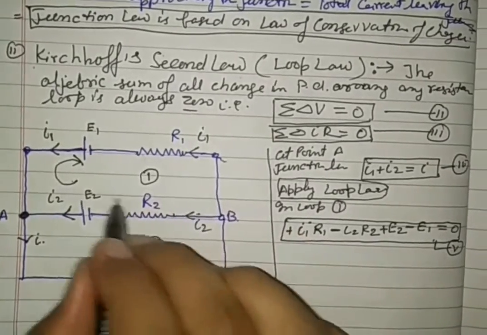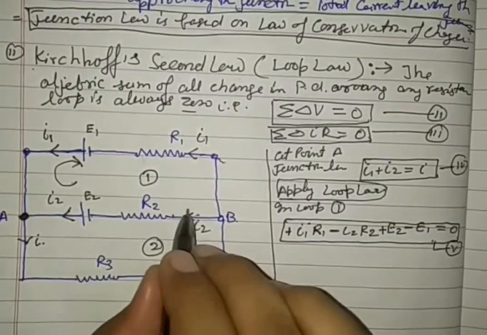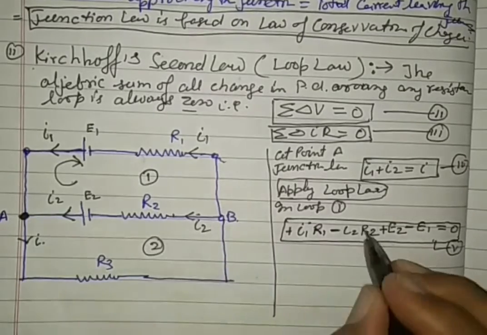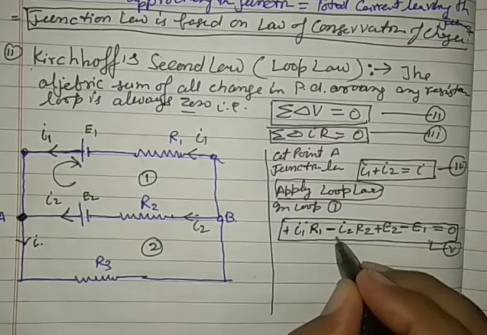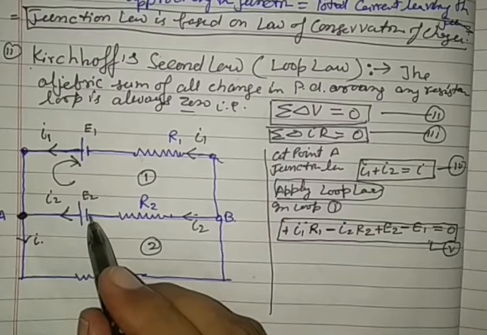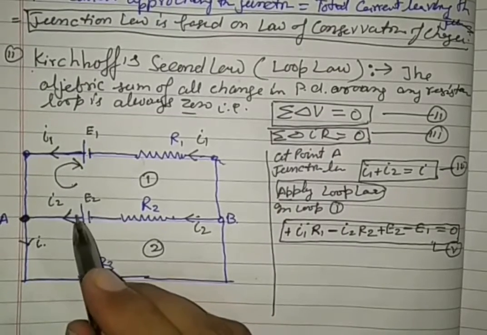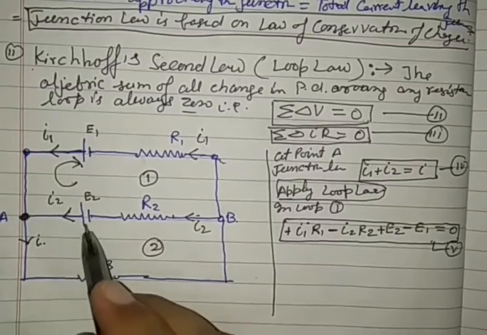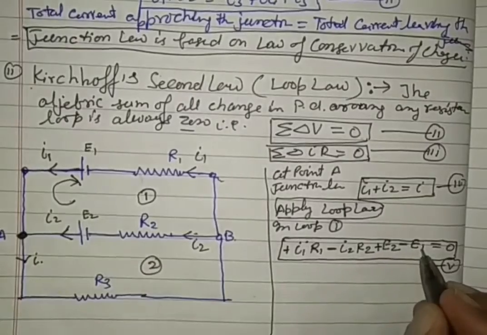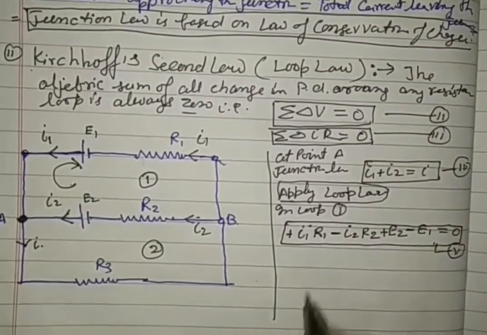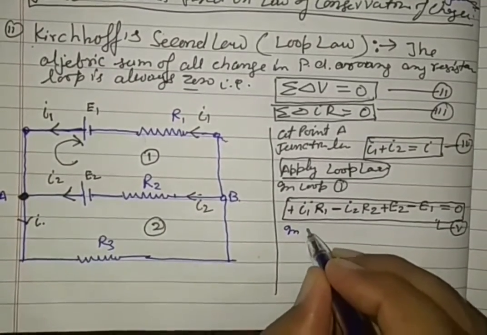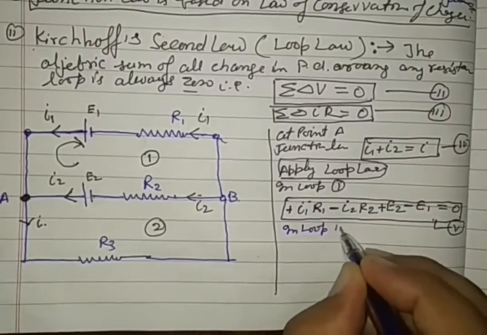Now the sign convention moves in this way, clockwise, and here it becomes in the direction of I2. So I2 R2 becomes negative in the direction. And when the sign convention passes through a cell, see from which plate it emits. If it emits from the positive plate, it has a positive sign, and from the second, it emits from the negative, so it has a negative sign. Now we are going to apply the loop law in loop 2.